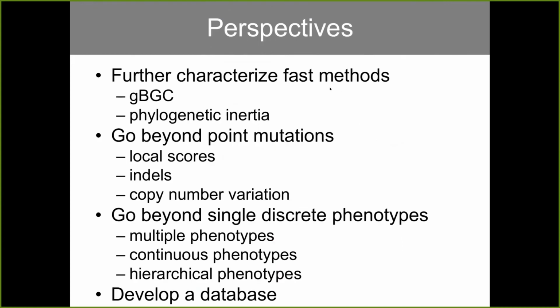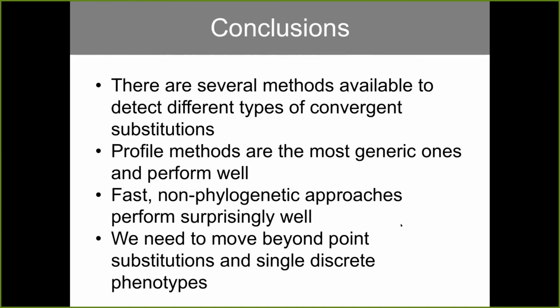So in terms of the future, what we want to do is further characterize those fast methods in the presence of GBGC with a strong phylogenetic inertia. And we would also like to go beyond point mutations, so for instance, looking at local scores along the sequences, insertion deletions, copy number variations. And also we would like to look into the correlations between phenotypes by going beyond single discrete phenotypes, or considering continuous or hierarchical phenotypes, and possibly develop a database to present results of this type of analysis.